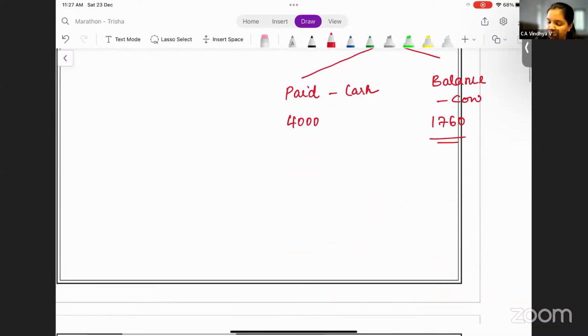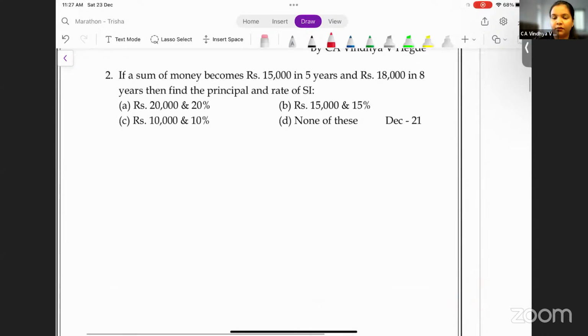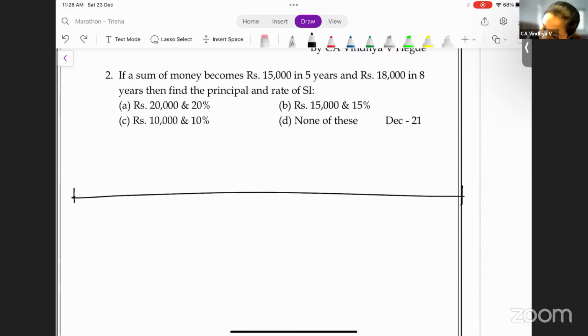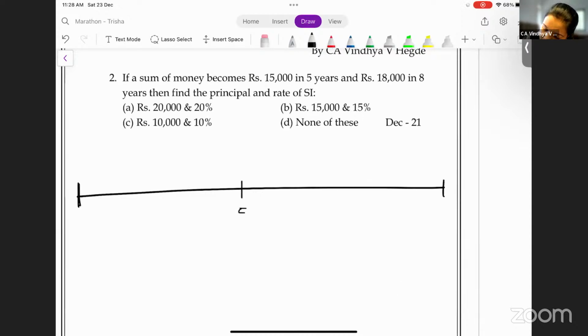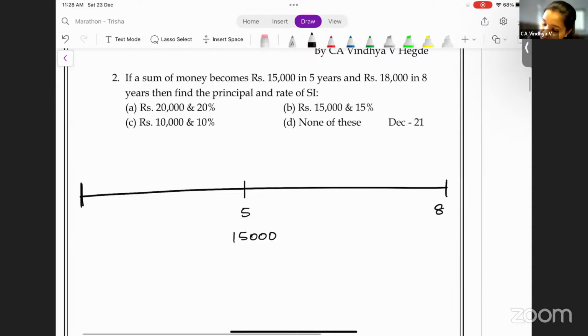All right. Moving on to the next question. If a sum of money becomes 15,000 in 5 years and 18,000 in 8 years. Here we will draw a timeline. Why are we drawing a timeline? Because we have different time periods here, so it makes it easier for us to solve, correct? So 15,000 in 5 years time and 18,000 in 8 years time.